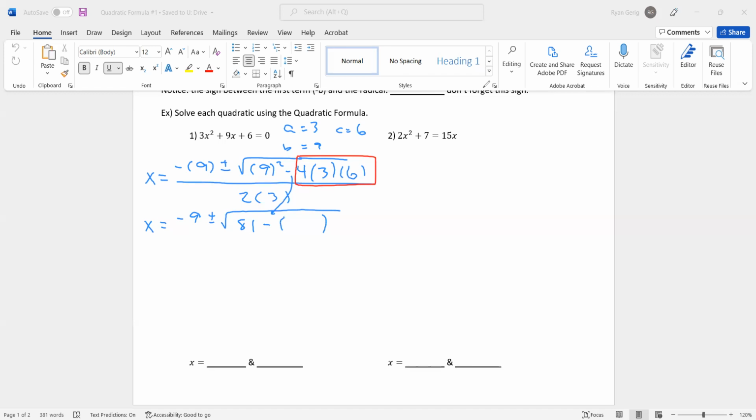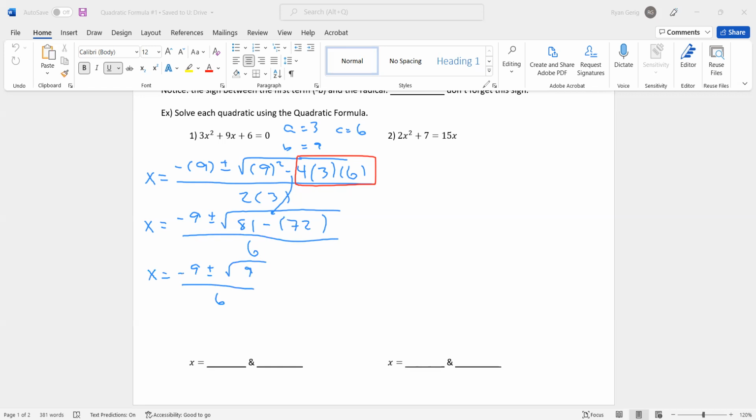So please follow what I'm doing here. 4 times 3 is 12. 12 times 6 is 72. So positive 72 goes in there. This one's pretty easy because everything's positive. When there's negatives involved, it can get a little hairy. 2 times 3 is 6. Now I'm going to finish what's in the radical. So it's negative 9 plus or minus the square root of 81 minus 72 is 9, divided by 6.